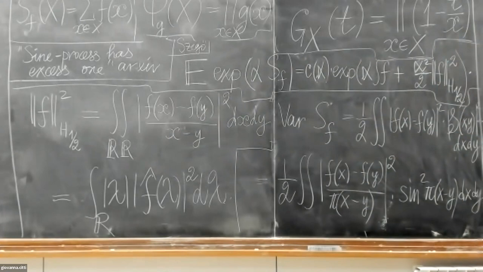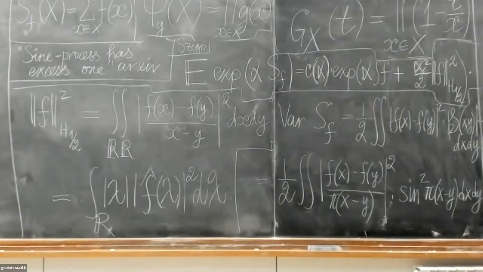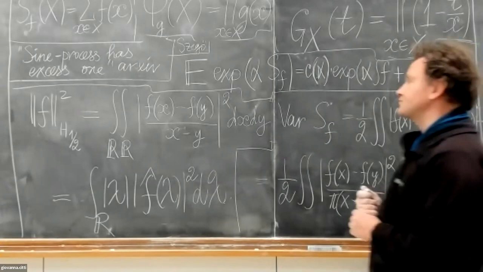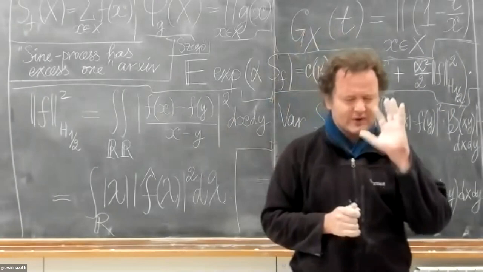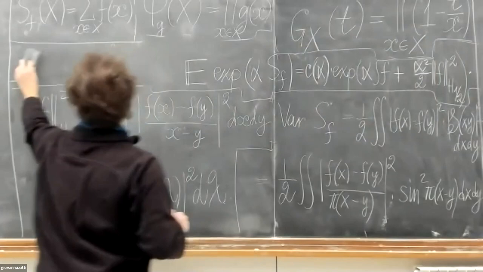And in fact, this correction term will only depend on the H1 norm, it will be controlled by the H1 norm. There is a very important difference between the H one half norm and the H1 norm. As I just said, the H one half norm is invariant under dilations, whereas the H1 norm decays under dilations. So let me just write here the formula for the exponential moment.